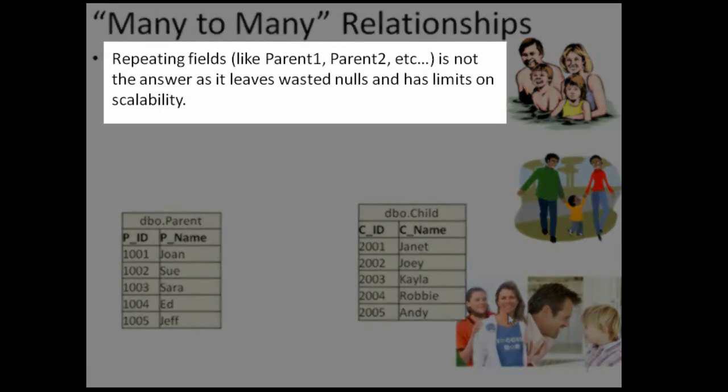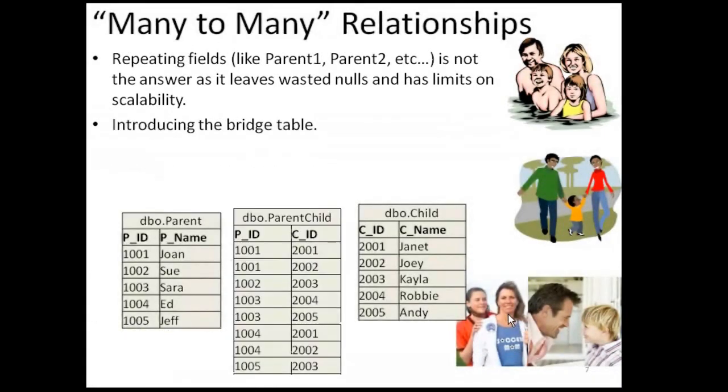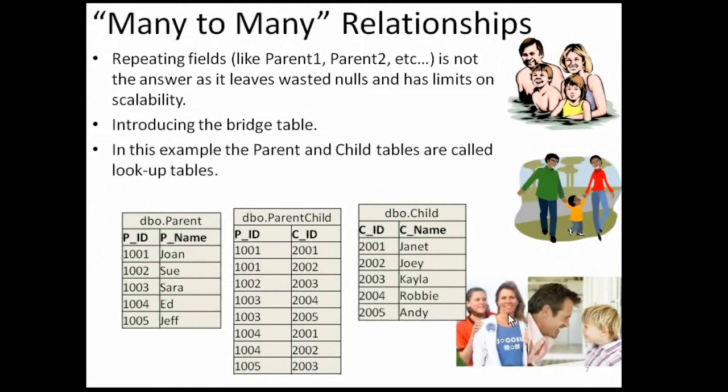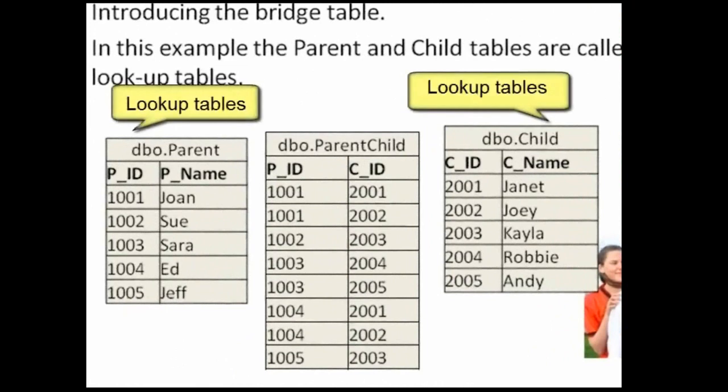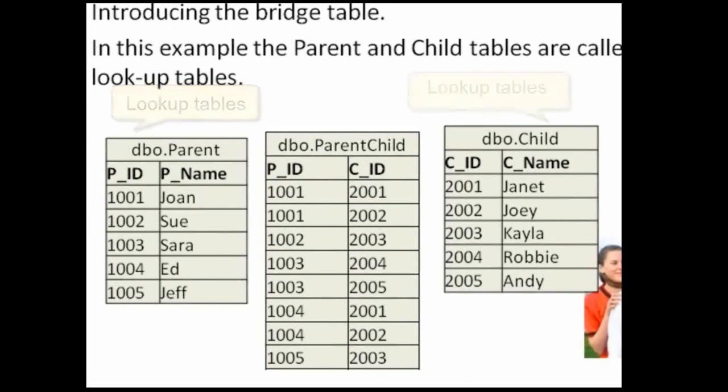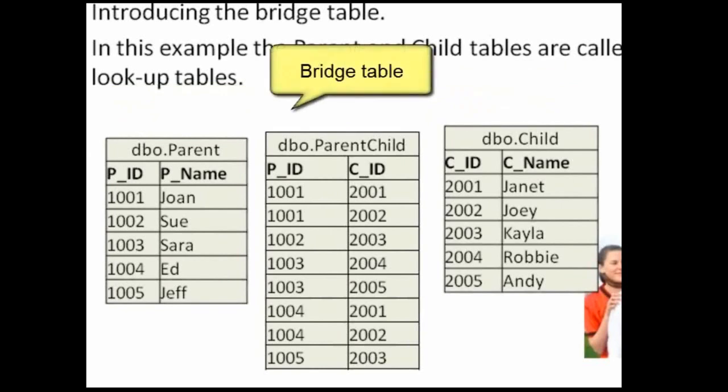So repeating fields like parent 1, parent 2 is not the answer. It leaves you with wasted nulls and has a lot of limits on scalability. We introduce the bridge table. In this example, the parent and child tables are called LookUp Tables. The table in the middle is called a bridge table, and sometimes called a junction table or a mapping table.